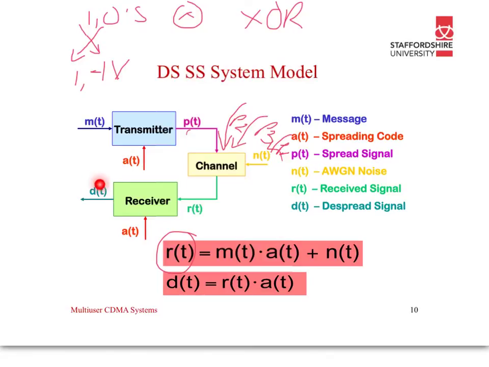So for D of T, we multiply the received signal by the same code, and then we should recover D of T. And then D of T should be almost equal to M of T, if we've done the operation right, with some errors. And those errors are dependent on the signal to noise ratio of the channel, which is equal to the signal power and the noise power. We will look at this relationship in more detail.